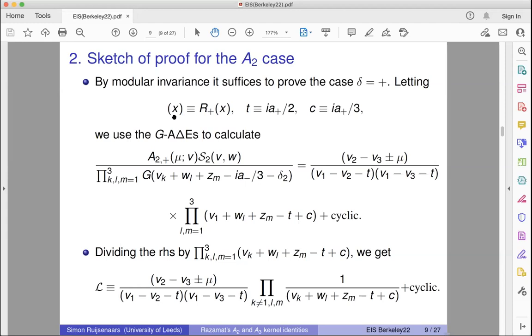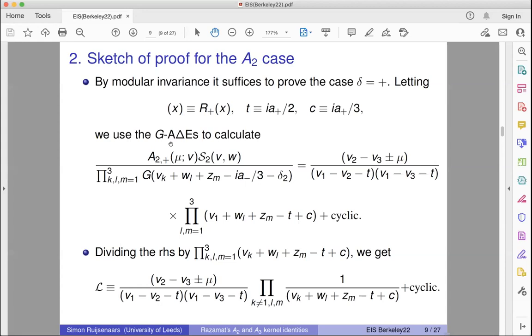Hjalmar was also using this abbreviation with square brackets, right? And this shift parameter, half the shift parameter, I will use T for that. And then it's convenient to have yet another multiple of i a plus that I call C. Okay, now what do you want to show? That this function that you get by acting on S2 of V and W is actually symmetric in V and W. So you act with this operator, and then it should be symmetric in V and W, because that is the proof that you need, all right?